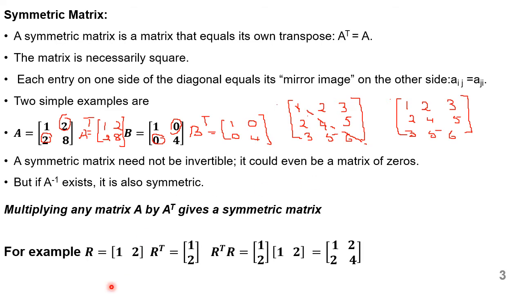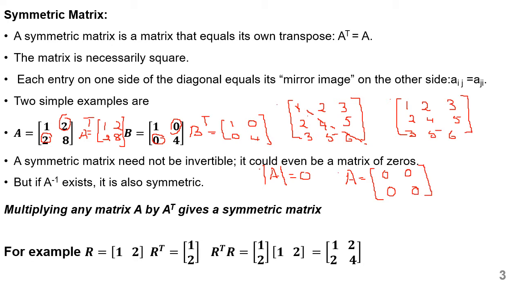And the next property says that it need not be invertible. When we say that, it means the determinant of a symmetric matrix A can be 0. So this condition is valid in the case of a symmetric matrix. And we can even have a matrix A with all entries 0, 0, 0, 0.